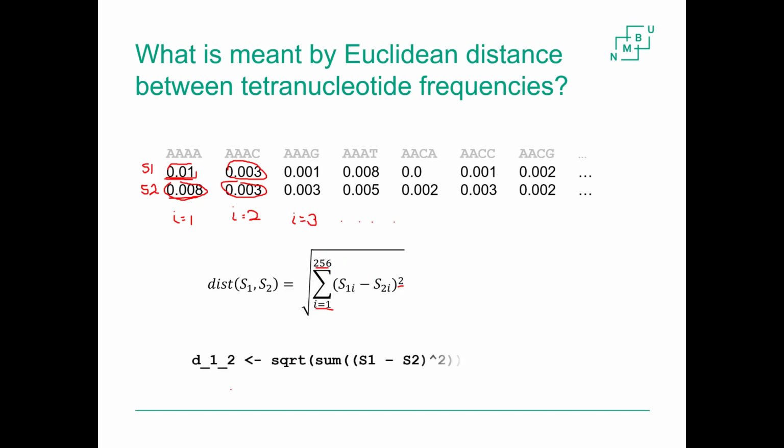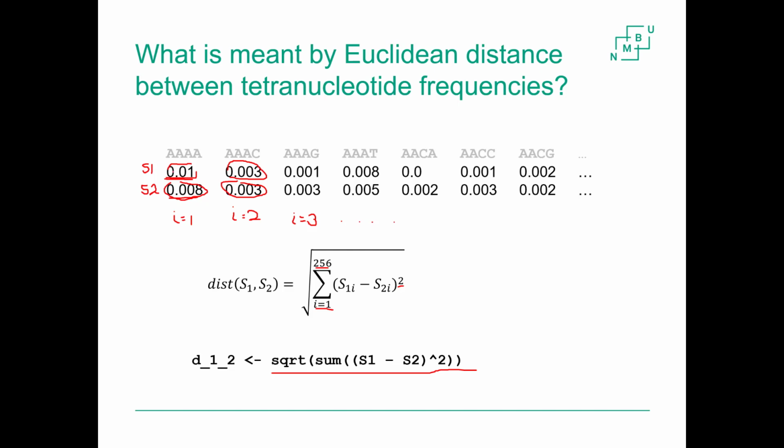In R, we would compute it something like this. In one line of code, we don't need any looping or anything, because in R you can subtract vectors from each other directly, and you will always get the element-wise differences, and then you square it and sum it, and then you take the square root after summing. So you can see this formula here is very easy to do in R. So this is the Euclidean distance, right?